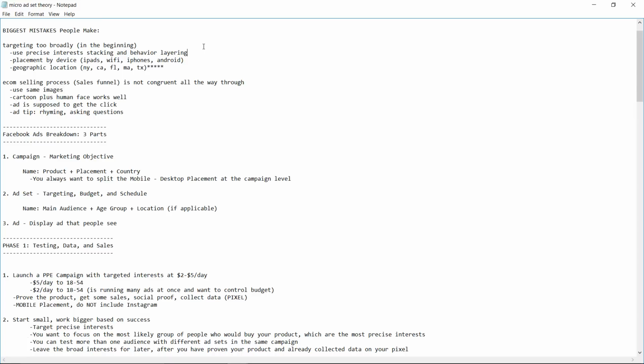Same thing with behavior layering. If you take 3 large interests that are all millions each, like say people that buy cat products, people that own a cat, and then people who love pets, right? And they're all millions of people deep, but by the time you layer them all, you get down to maybe 500,000 or 1 million people. That is a precise audience, okay?